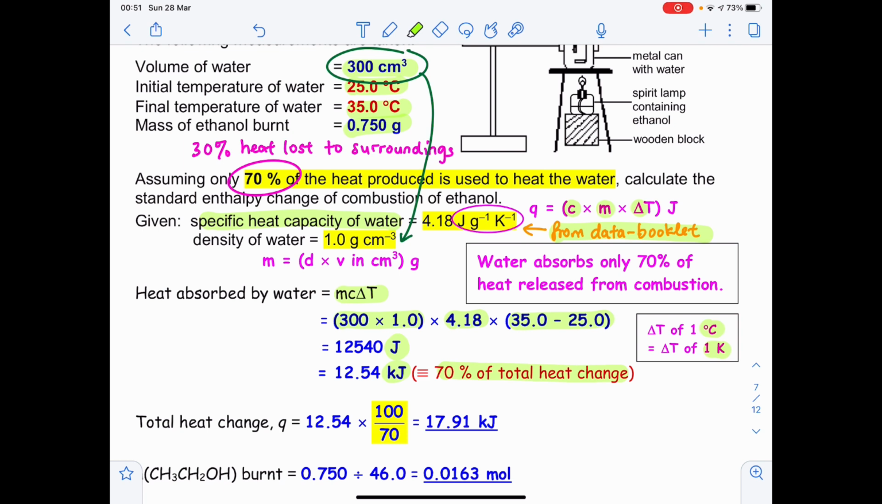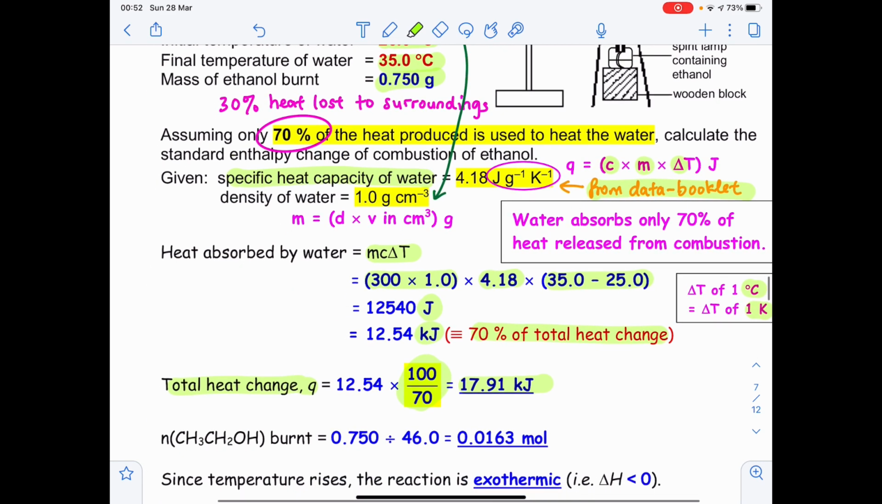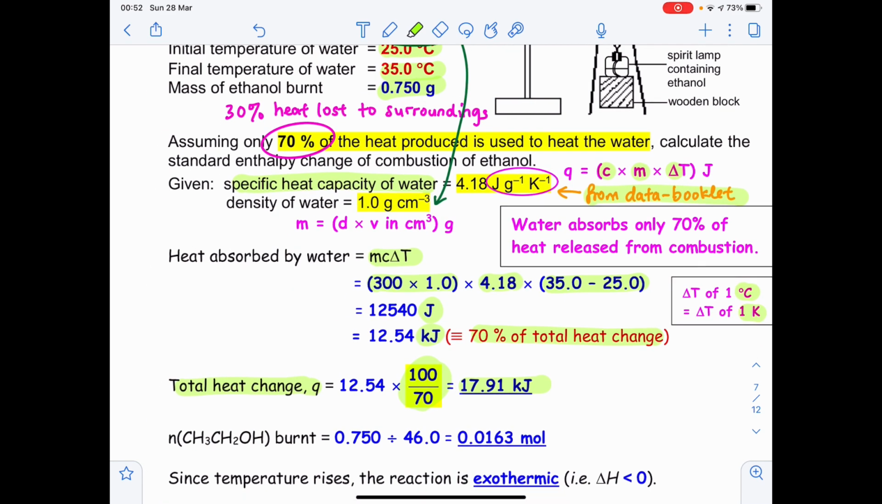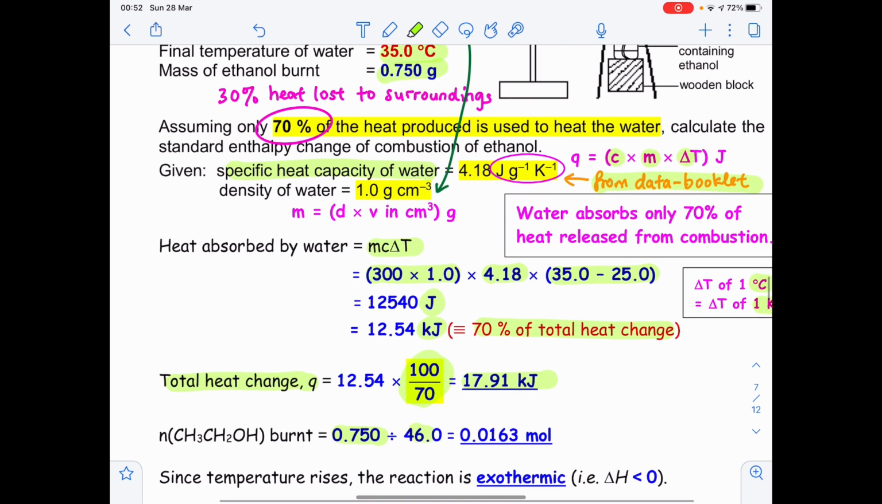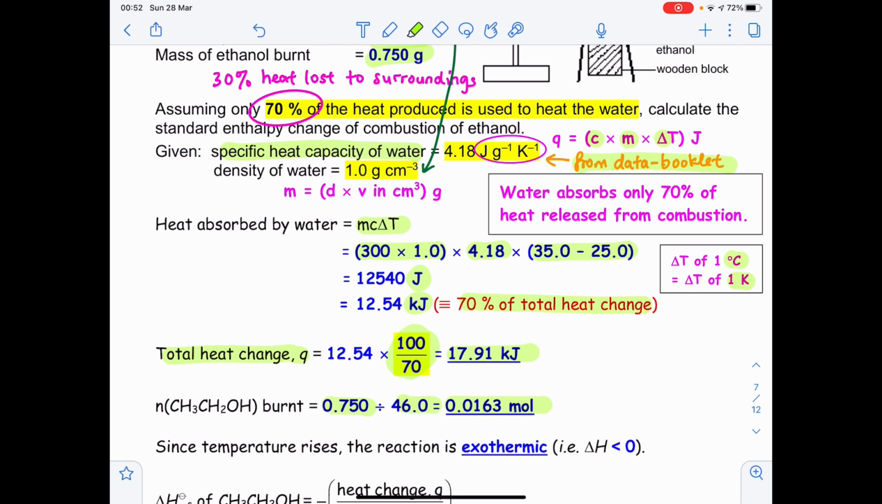So the actual total heat change from the reaction, you have to step up to 100. So must times 100 over 70, which is 17.91 kilojoules. The amount of ethanol burned will be 0.750 divided by the Mr of ethanol. And since temperature rises, the reaction is exothermic, the enthalpy change has a negative sign.